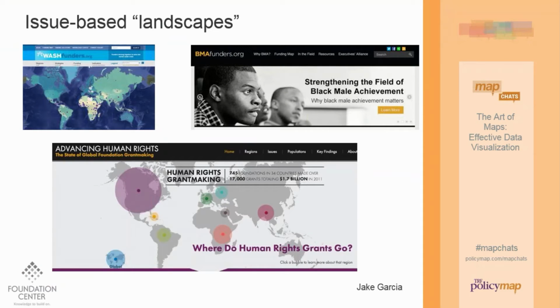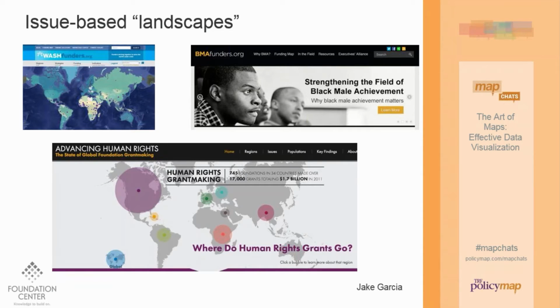In addition to the subscription products, we use that grant data and foundation data to build what we call landscapes. On the left you see washfunders.org. This is a public-facing site about water, sanitation, and hygiene funding around the world, from foundations and from governments. BMA Funders is Black Male Achievement, showing funding in the United States for African American boys and men. And then Advancing Human Rights, at humanrights.foundationcenter.org, is an aggregate summary of human rights funding around the world.